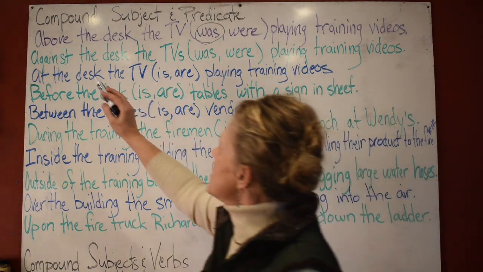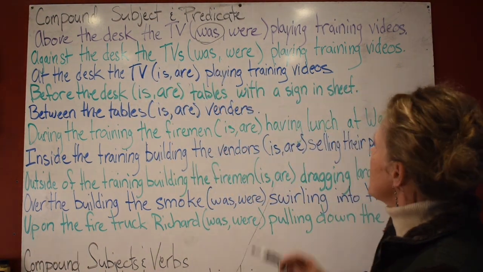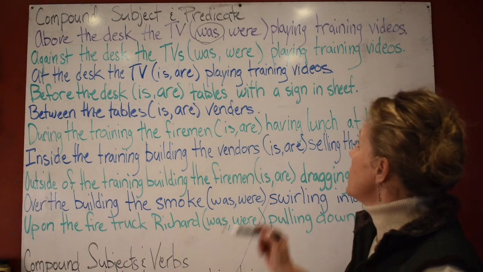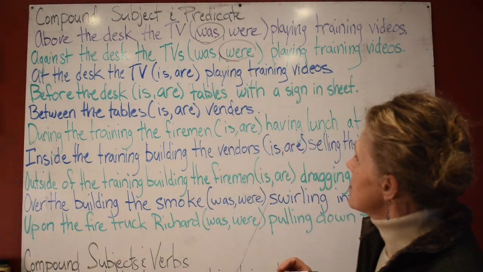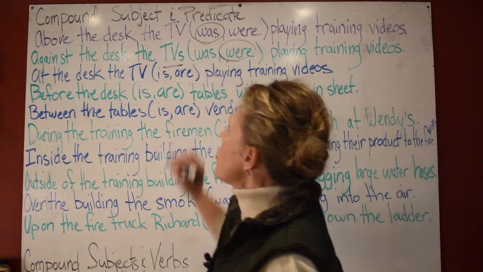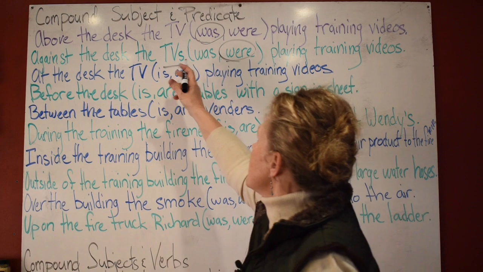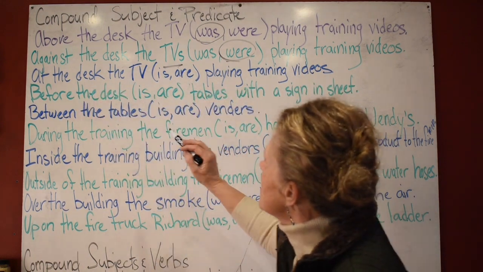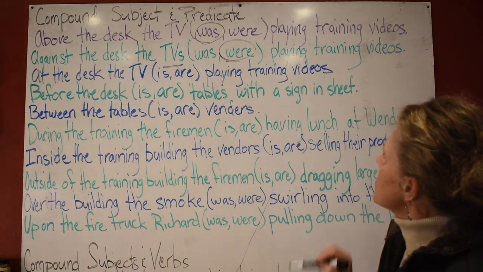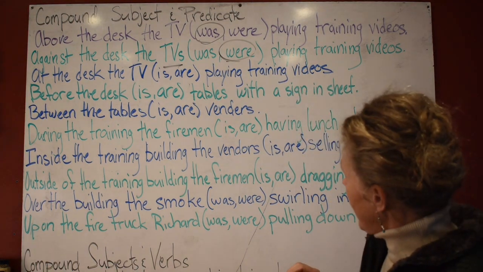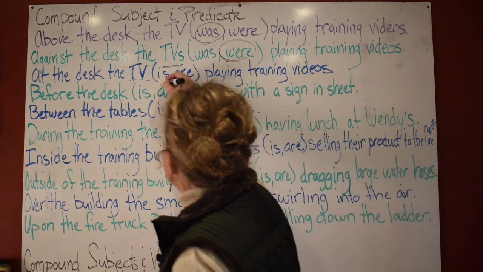Okay, so against the desk, the TVs was or were playing training videos. Were. Nice. Were. Because why? Because TVs is plural. TV is a big word, so I just abbreviated it. At the desk, the TV is or are playing training videos. Is. Okay, so because TV is singular.